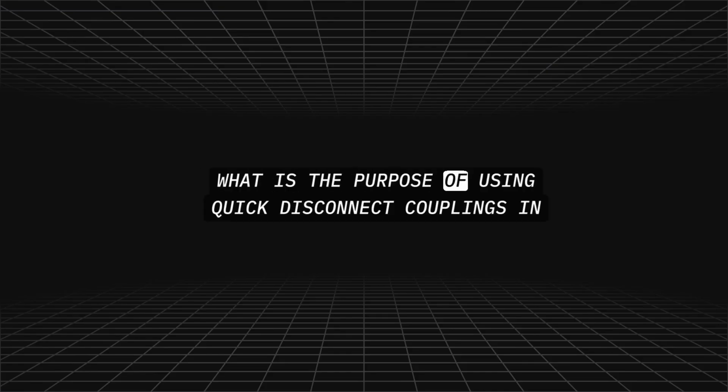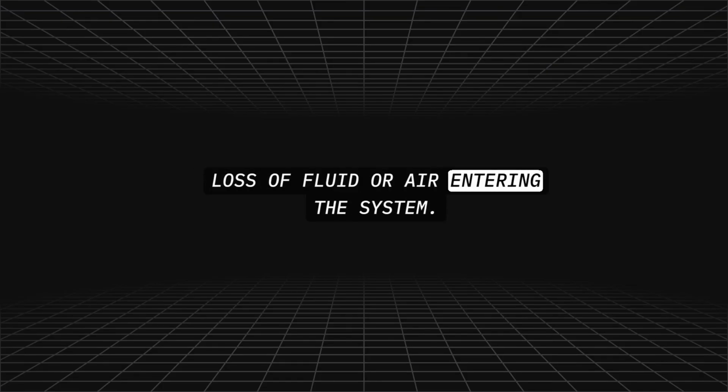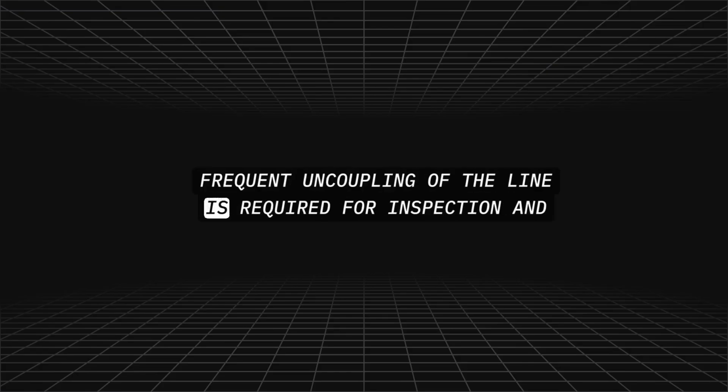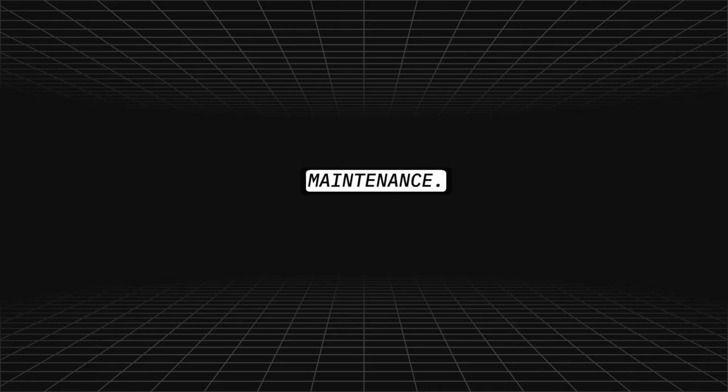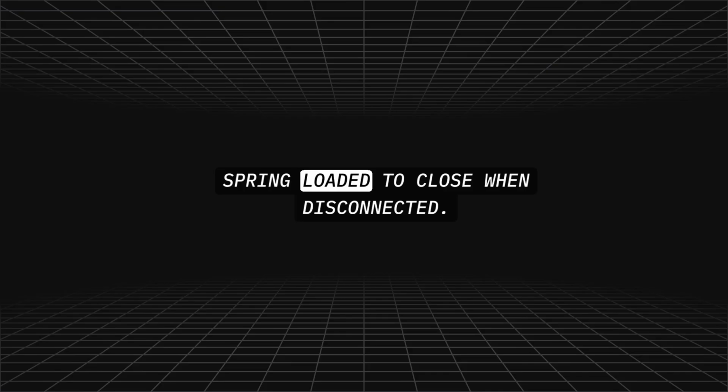What is the purpose of using quick disconnect couplings in fluid systems? They provide a means of quickly disconnecting a line without a loss of fluid or air entering the system. Quick disconnect couplings are installed at locations where frequent uncoupling of the line is required for inspection and maintenance. Each half has a valve that is open when coupled together and spring-loaded to close when disconnected.